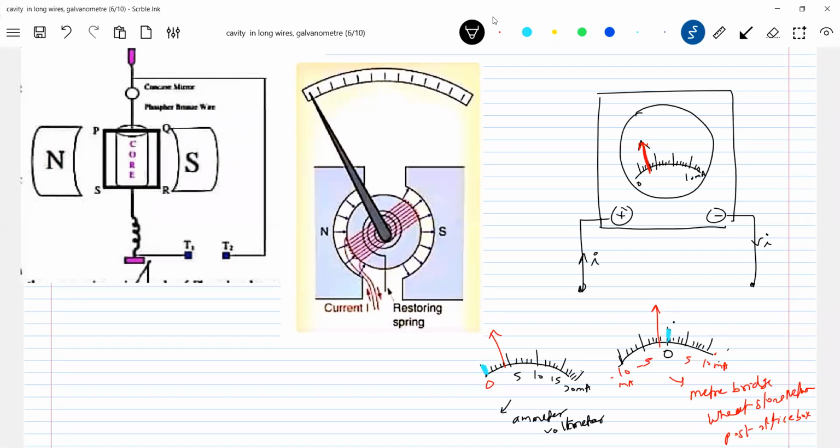So let's go for dipole moment, a current carrying loop kept in a magnetic field. It will rotate. If I can connect a pointer to that rotating loop, then as the current flows, the pointer is going to rotate. So that's the mechanism. So what I do is, this is a coil. You can see the labeling.